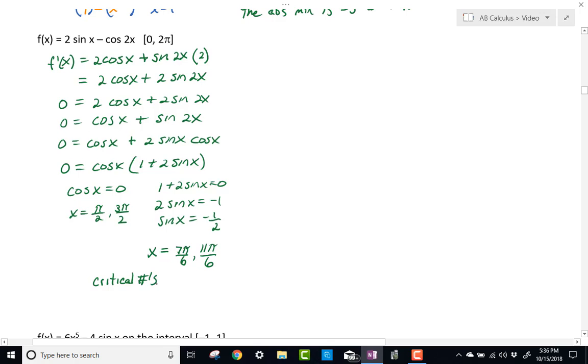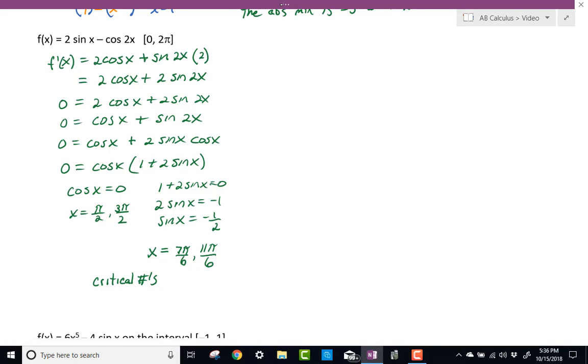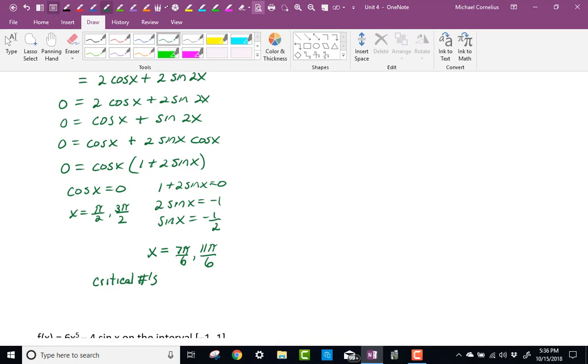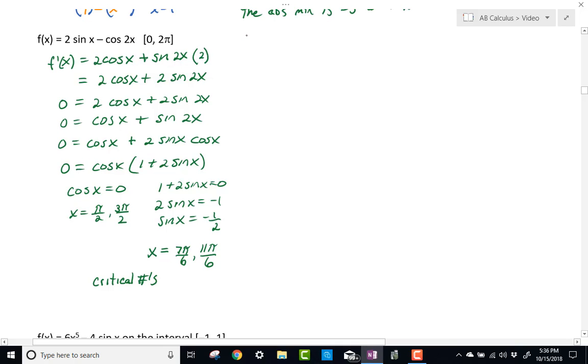Critical numbers, and now we also need endpoints to go with it. All right, and then we have to plug each and every one of those in. This ought to be fun. All right, so here we go. Let's start off with endpoints here, so I don't forget those endpoints.